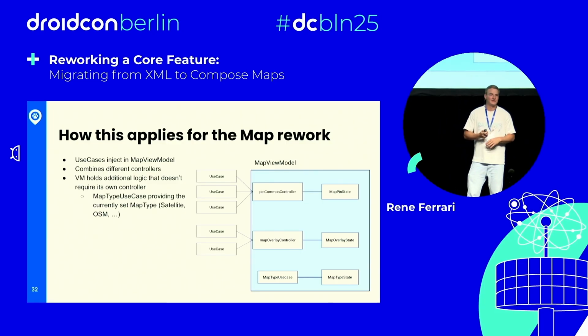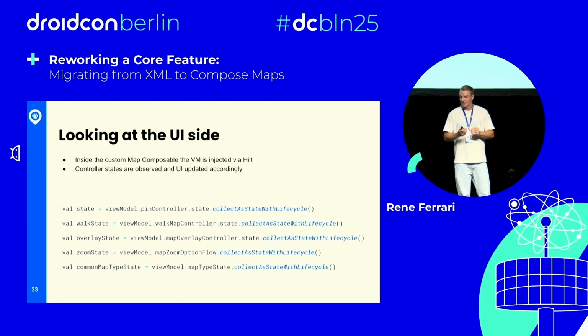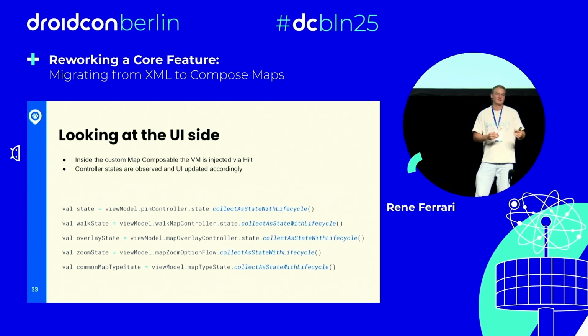So the view model is very lean. It really just receives via Hilt the use cases the controllers need. I have the different controllers defined in there. They receive the injected use cases, and that's about it. And on the UI side, it's super simple as well. I just have my map composable where I observe the states and then update all components as needed.